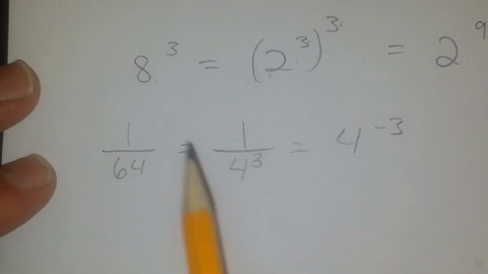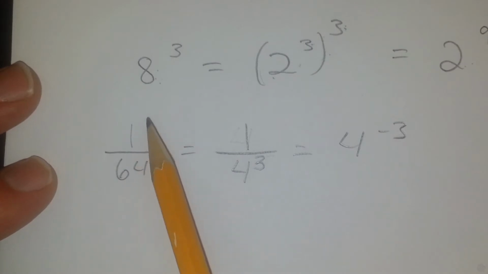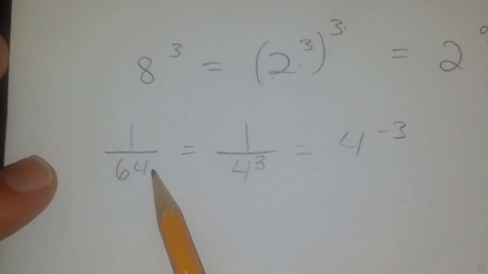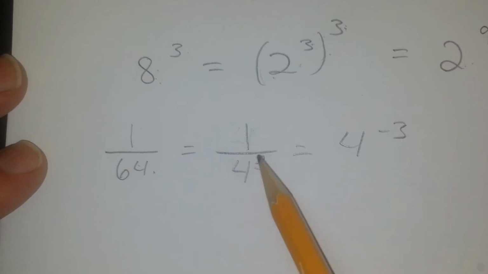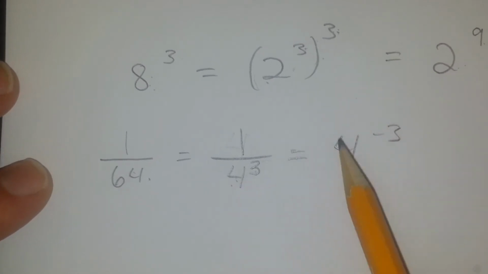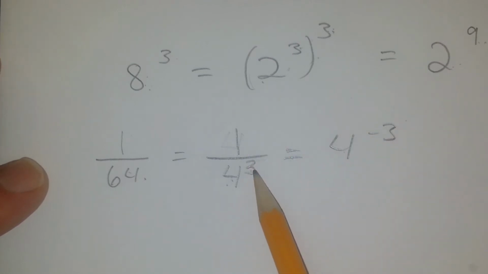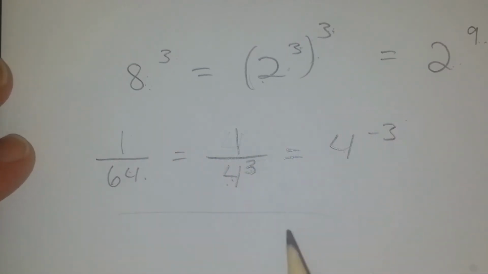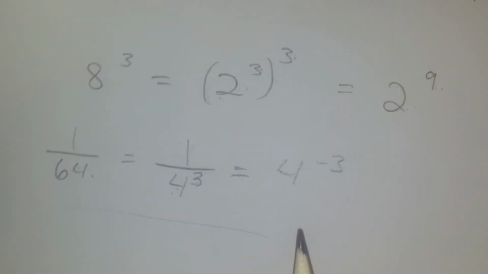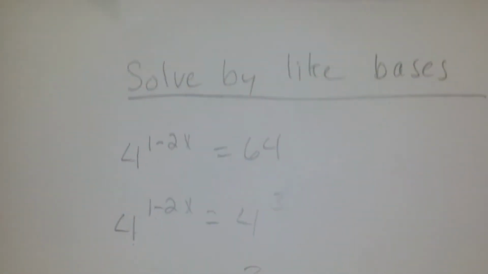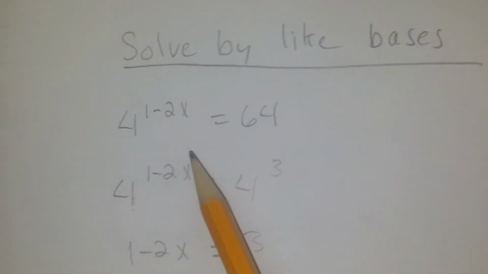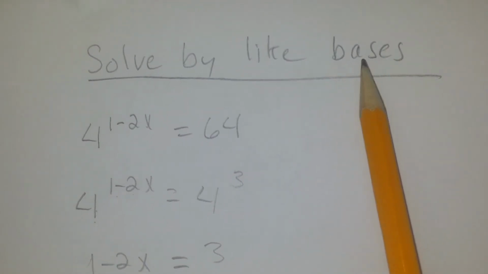Remember about what negative exponents do. 1 over 64 can be rewritten as 1 over 4 to the third power, because 4 times 4 times 4 is 64. And I can rewrite that as 4 to the negative third. So 4 to the negative third is 1 over 4 to the positive third, which is 1 over 64. We're going to use that later in the lesson. First thing we're going to do tomorrow is solve these problems by just converting everything to a like base.